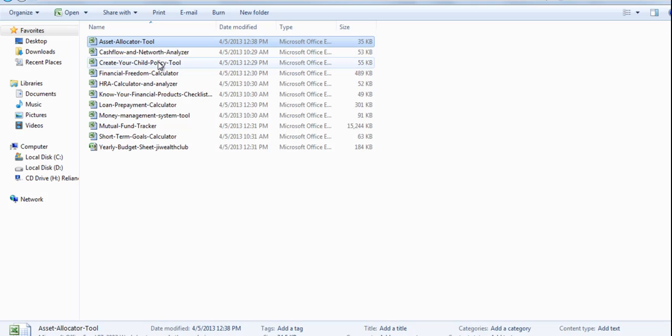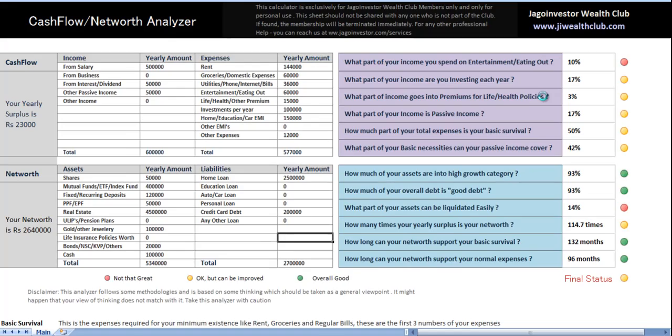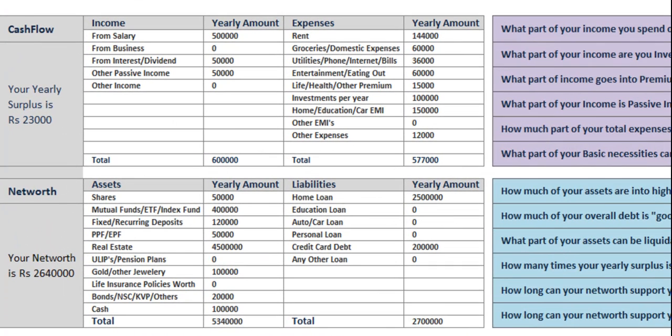I'll move to the next one, and the next one is a very interesting one, which is the cash flow and net worth analyzer. A lot of people understand how much they earn. They also know how much they spend. They also know what their net worth is, very roughly. They know, okay, I have a lot of money in FDs, I have a lot of money in mutual funds, but it doesn't answer a lot of questions. It doesn't give you any insights from your financial life.